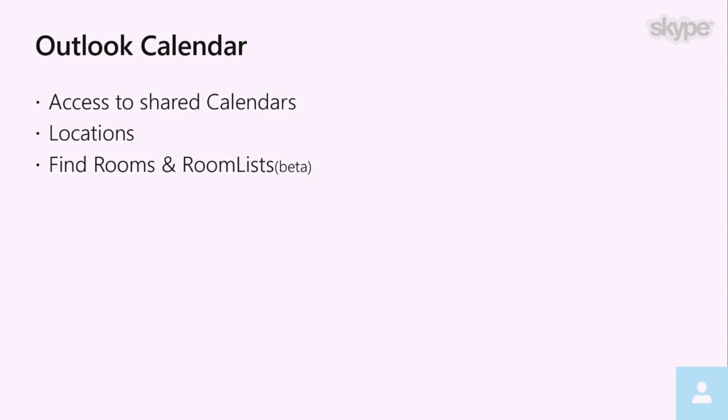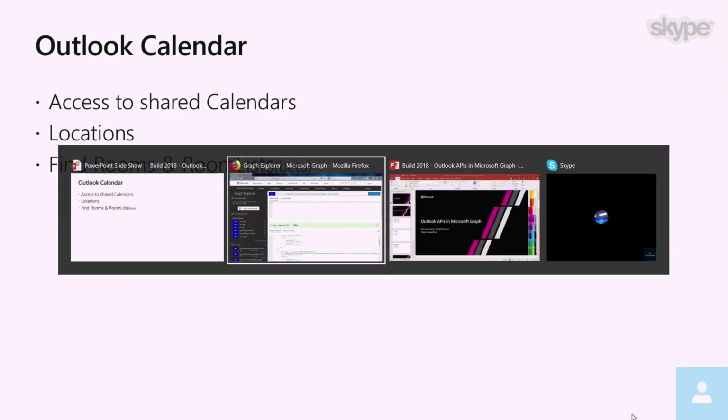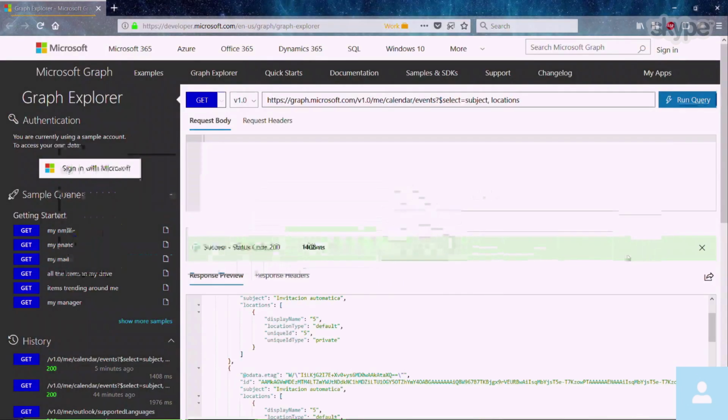So on that note, let's just quickly jump in to the Graph Explorer to see some live demos of how these APIs work. So first, what I'm going to do is go to the Events API. As you can see, it's at graph.microsoft.com/me/calendar/events. And then I'm going to ask for the locations along with the subject so you can see how the new location API works.